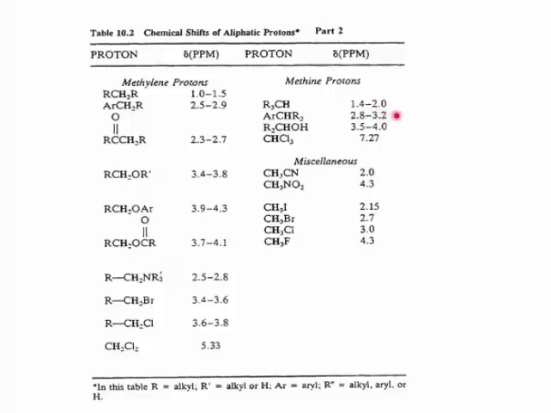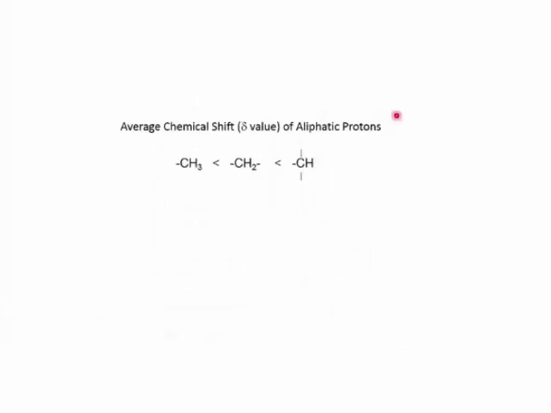And what we're seeing here is a general effect I'd like to comment on. The average chemical shift of aliphatic protons follows this trend. Methyl hydrogens tend to be at the lowest delta value, lower than methylene, and methylenes are of a lower delta value than methine hydrogens. And that trend is generally followed. The reason for that is a bit technical.